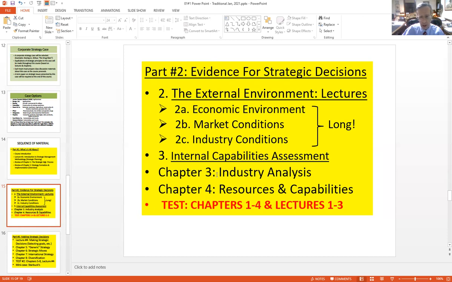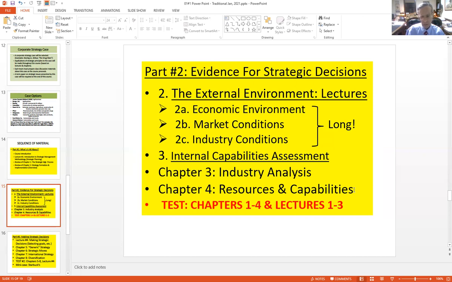Chapter 3 is the textbook's approach to industry analysis, and there's some overlap with lecture 2C. Chapter 4 is the one that I mentioned earlier. I'm sure Margaret Peteraf wrote that chapter. You're going to learn some stuff there. And what you learn, other students of strategic management may not learn.